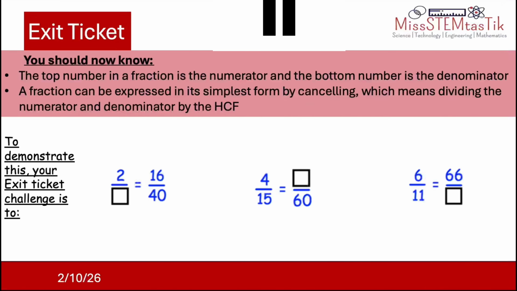I'd like you to pause the screen again and have a go at the exit ticket. Is the fraction 2 over something equivalent to 16 over 40? 16 divided by 2 is 8. 40 divided by 8 is 5. Is 4/15 equivalent to something over 60? 60 divided by 15 is 4. 4 times 4 is 16. And is 6/11 equivalent to 66 over something? 6 times 11 is 66. So therefore 11 times 11 is 121.